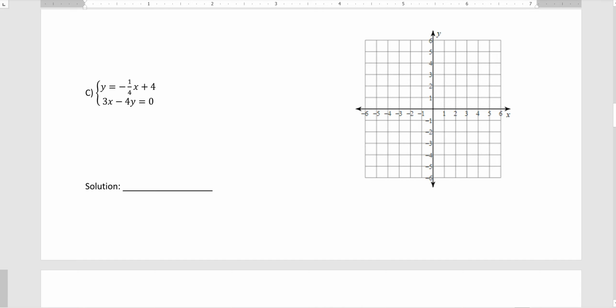All right. Let's see how we did with letter C. So y equals -1/4 x plus 4. So that tells me my slope is -1/4 and my y-intercept is 0, 4. Okay, so 0, 4 is right here. And from there, I'm going to go down 1, right 4. Or up 1, left 4. And I can connect my dots like so.